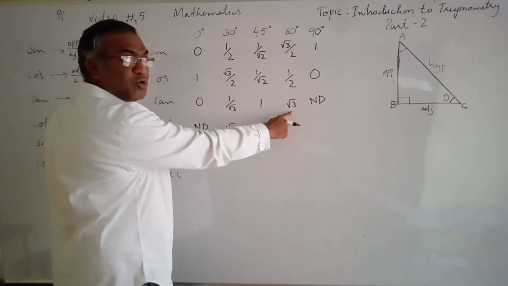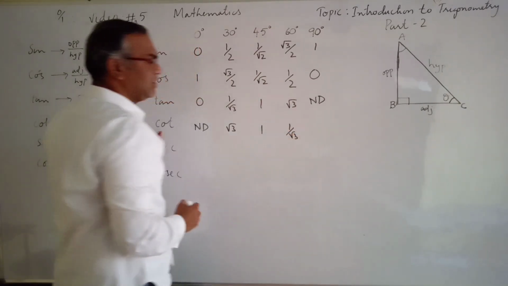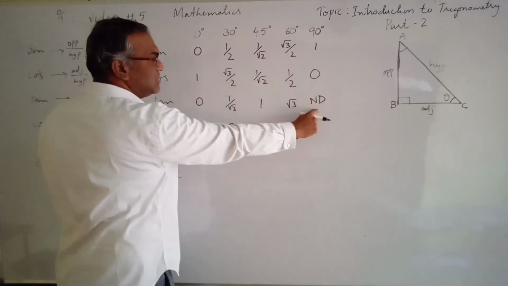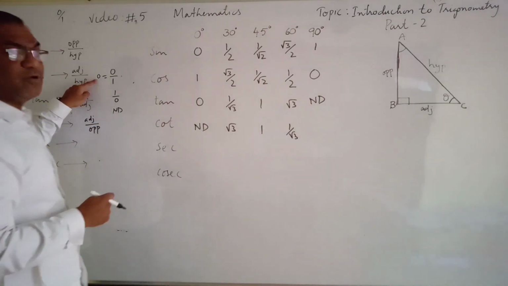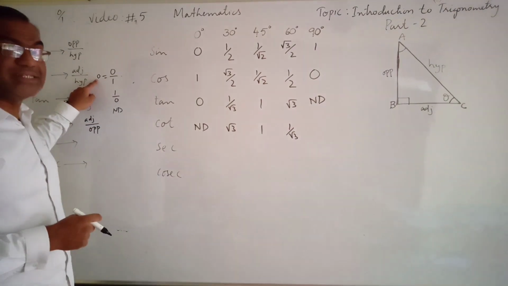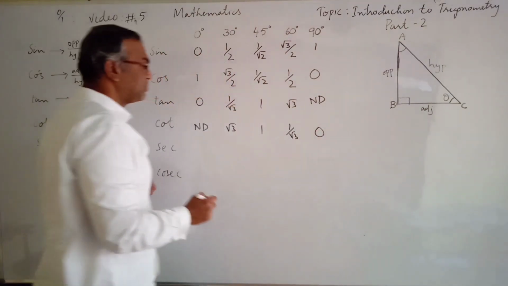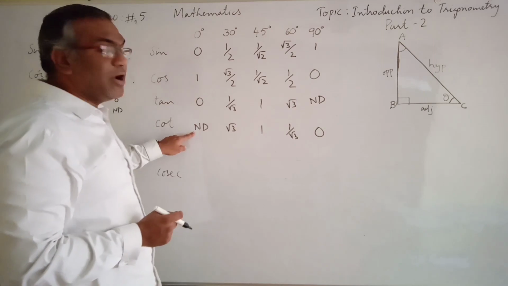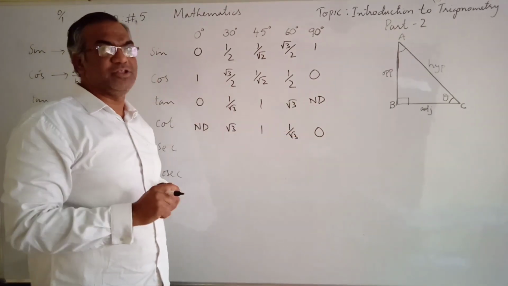Tan 60 is root 3. So cot 60 will be 1 by root 3. Tan 90 is not defined. What is the reciprocal of not defined? Reciprocal of not defined is 0. So that will become 0. 0 and not defined are reciprocals of each other.